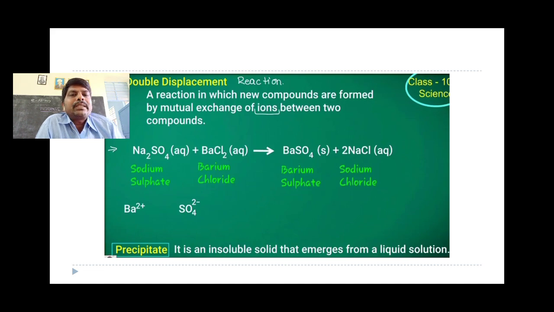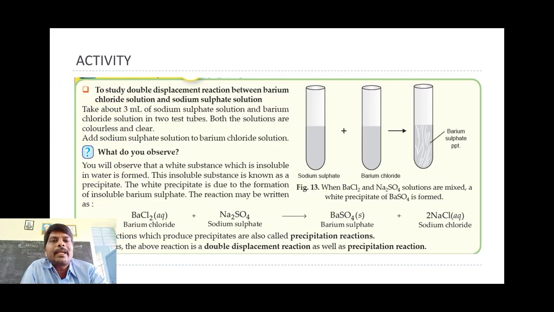So what is precipitate? It is an insoluble solid. That insoluble solid is called precipitate. In this reaction, barium sulfate is formed as a white precipitate. You can see clearly this activity. What is the aim of this activity? To study double displacement reaction between barium chloride solution and sodium sulfate solution.